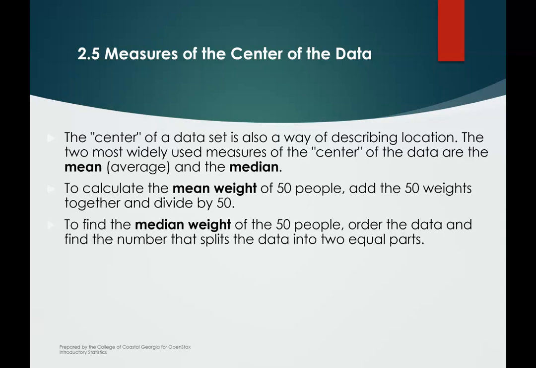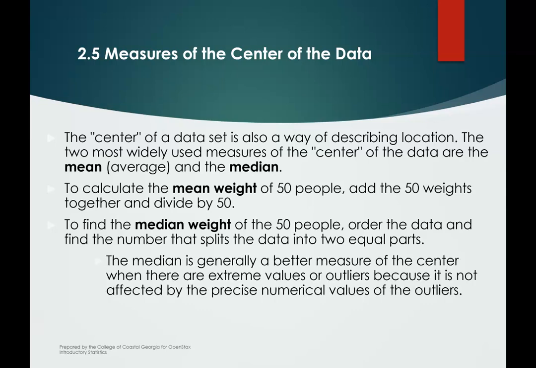To find the median, you would sort the data and then find the upper half and lower half, get that middle value. The median is generally a better measure of the center when there are extreme values or outliers, because it is not affected by the precise numerical values of the outliers. So just keep in mind that the median is the most resistant to extremes, where the mean could be really affected.